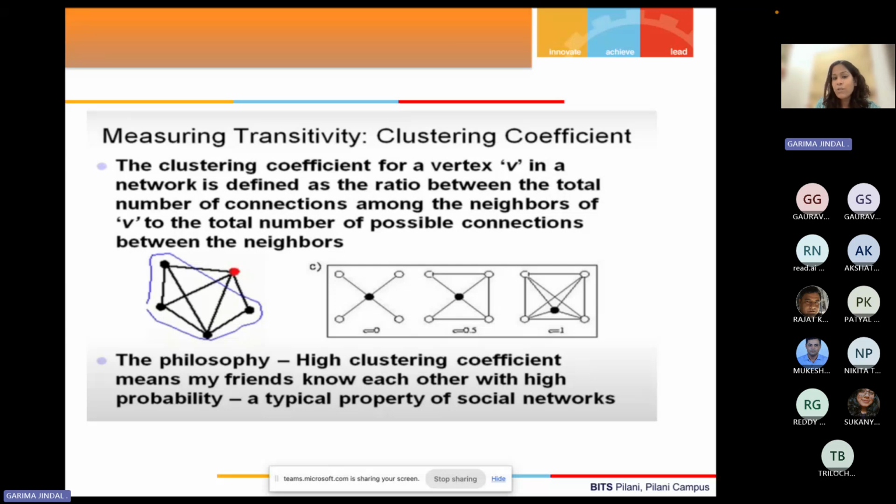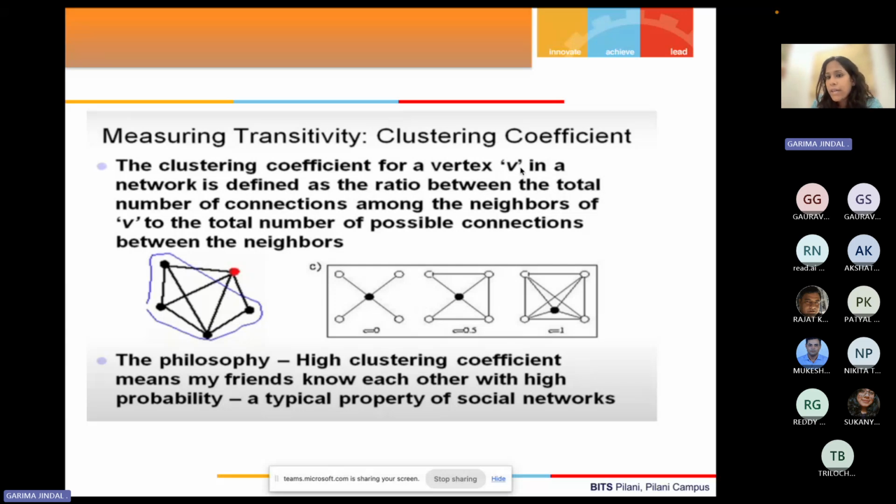So if the clustering coefficient of a particular person is low, then the probability of them getting depressed increases. That's why this measure, the clustering coefficient, plays a very crucial role when we are trying to analyze how the network is around a particular node.